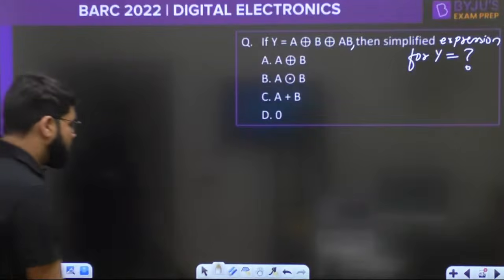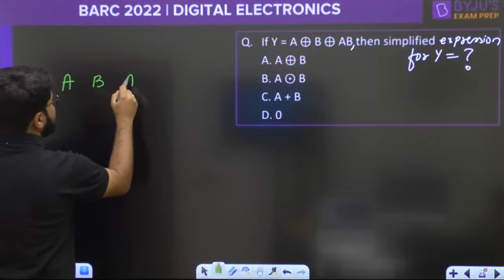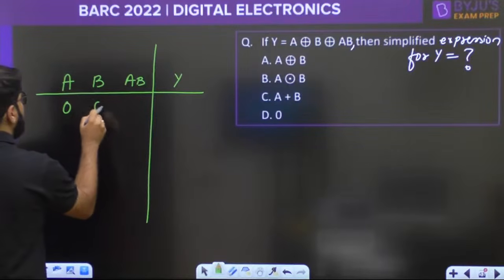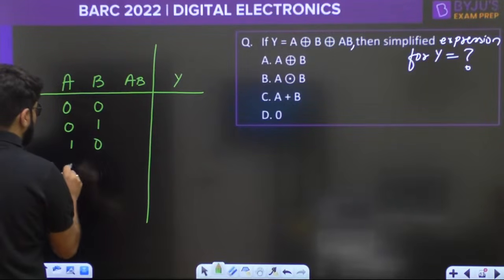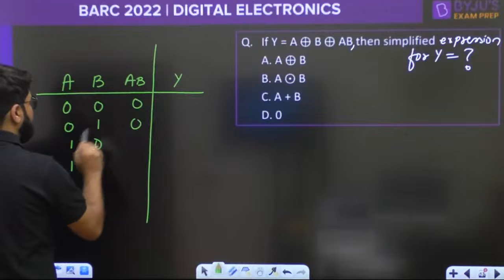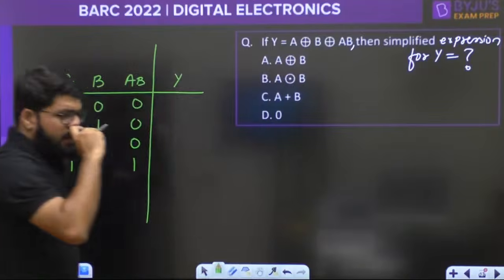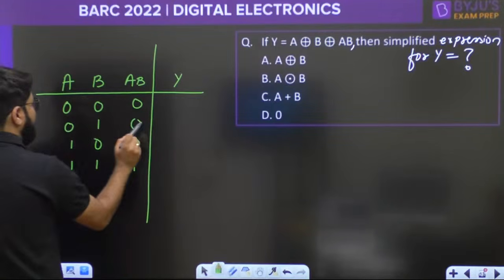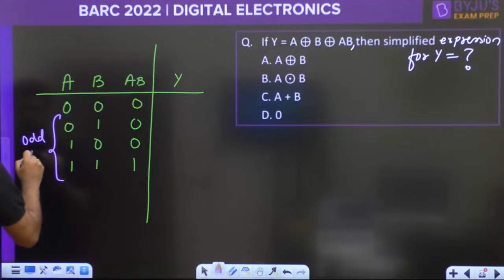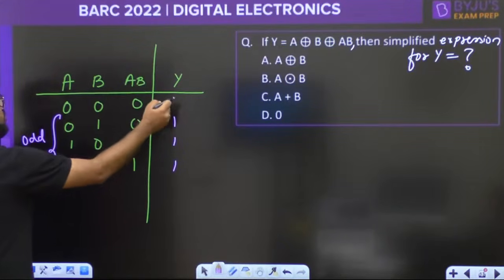Let's check. What you can do for this question is just make a truth table. AB itself is a function of A and B, and then write down Y. AB are the two variables, so 00, 01, 10 and 11. What is AB? 0, 0, 0 and 1. Now Y is a 3-input XOR, and in a 3-input XOR, whenever you have an odd number of ones, the output will be high. This is an even number of ones, so the output will be low.